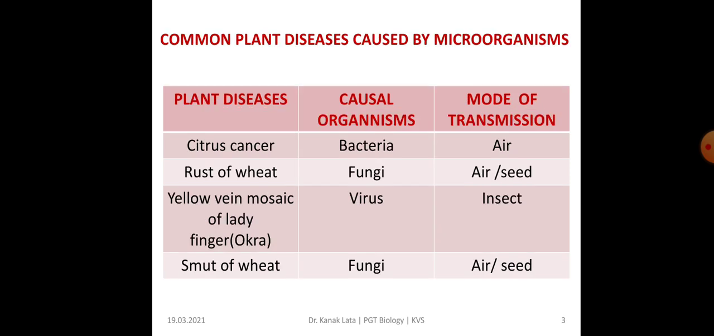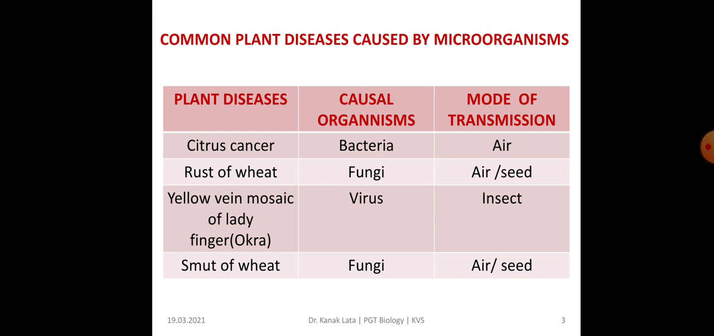Now the common plant diseases caused by different microorganisms. First is citrus canker. Citrus canker is a disease which occurs in citrus fruit like lemon, sweet lime, oranges, etc. The causative organism for citrus canker is bacteria and it enters into the plant body through air. So the mode of transmission is air. Another is rust of wheat. This is caused by fungi and the name of the fungi is Puccinia and the mode of transmission is through air or through seeds.